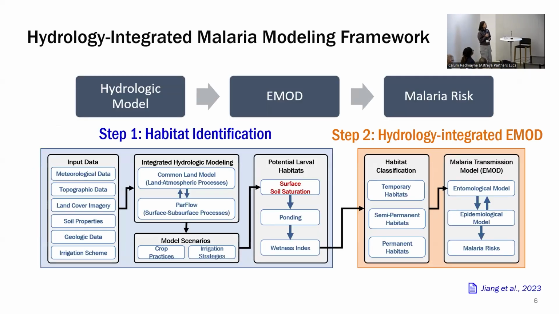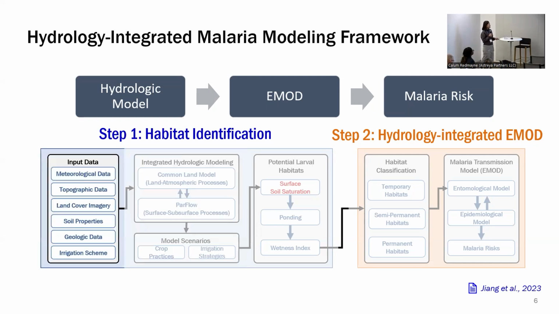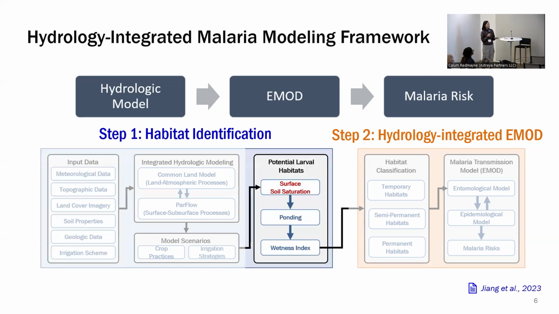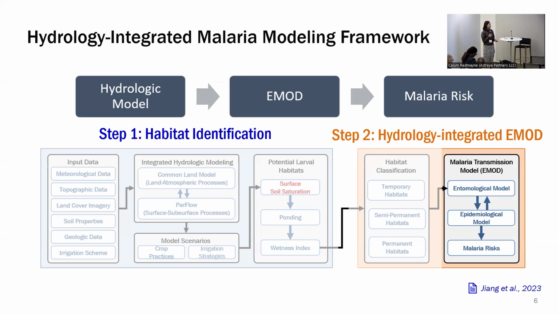To address these questions, we developed a hydrology-integrated malaria modeling framework. First, to model the effect of cropping practices and irrigation, we use a hydrologic model that allows us to simulate the energy and water balances associated with the farmlands. We set up our model using remotely sensed data, incorporating information on topography, land cover, and soil type. The output of the model is surface soil saturation, which we post-process to determine the locations of potential larval habitats. Next, in the second step, we classify the identified locations based on their habitat stability, and then integrate this data into the EMOD model.